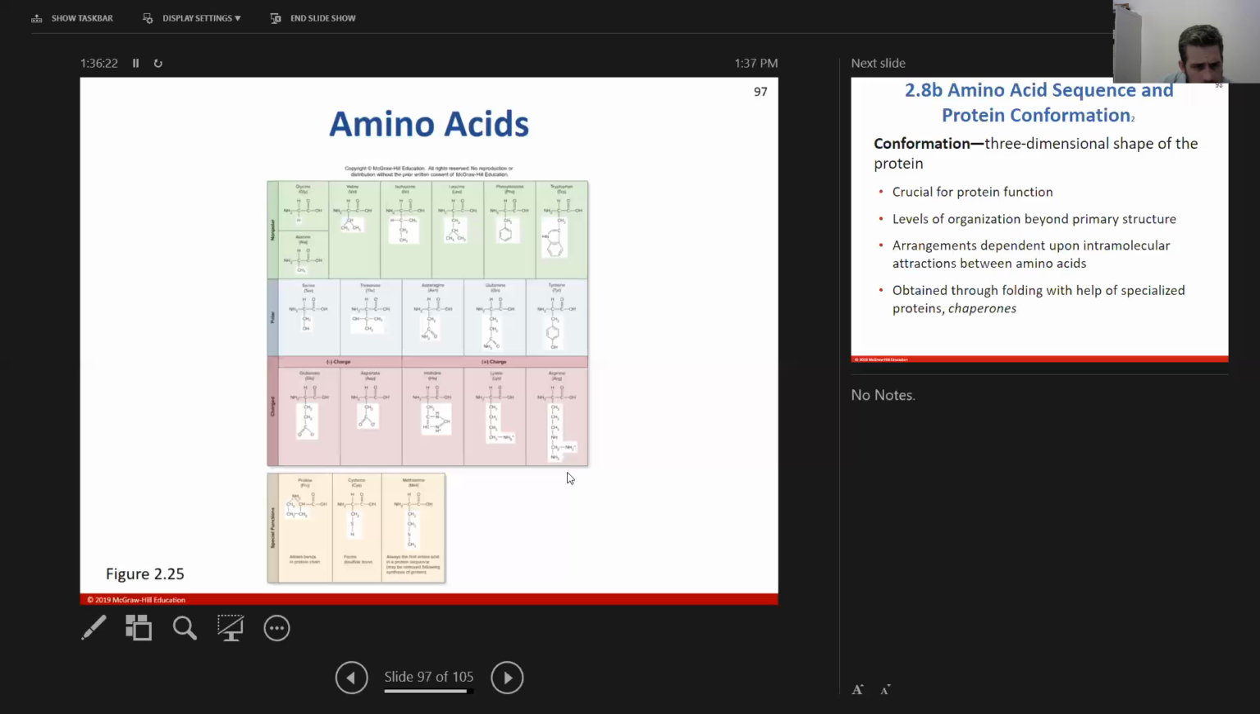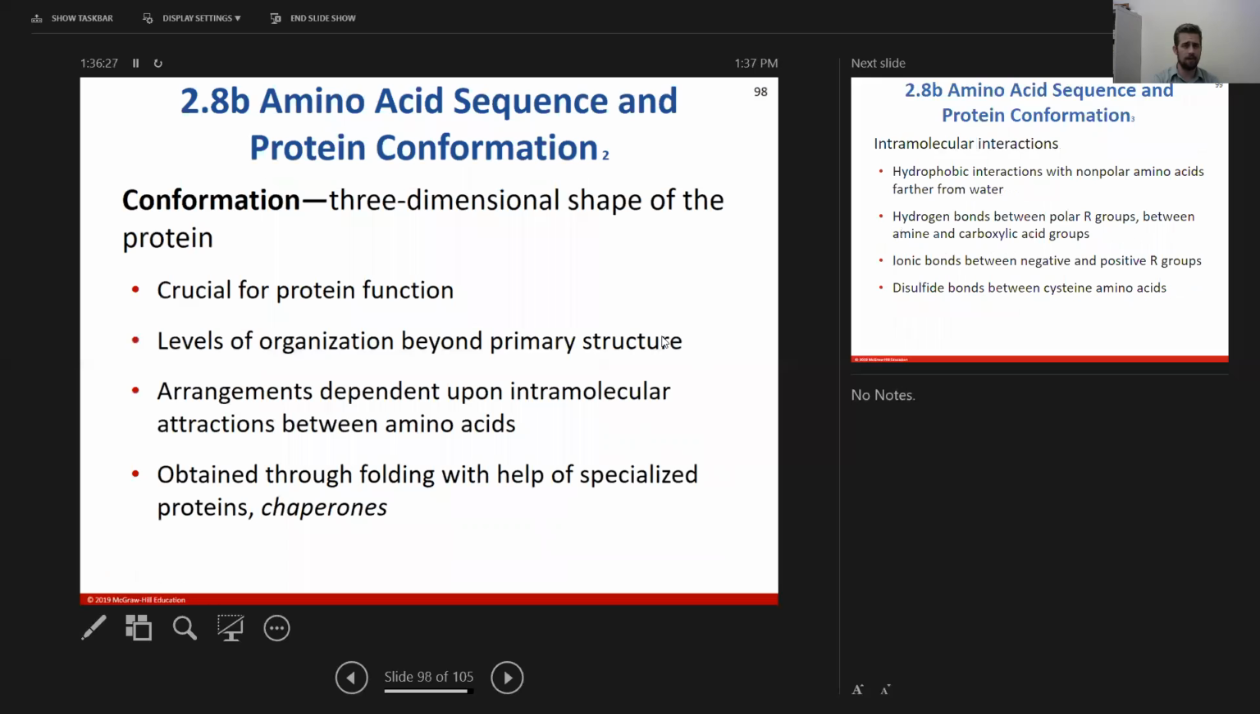So here's a few amino acids for your perusal. If they're in your book, I don't need you to memorize them, so you don't have to worry too much about it. But we do need to understand what a conformation is. The conformation is going to be the three-dimensional shape of the protein, and it is crucial. That specific shape of a specific protein is going to be crucial for the way the protein actually functions within the body. And that conformation, that three-dimensional structure, is going to be dependent on the arrangements between the amino acids.